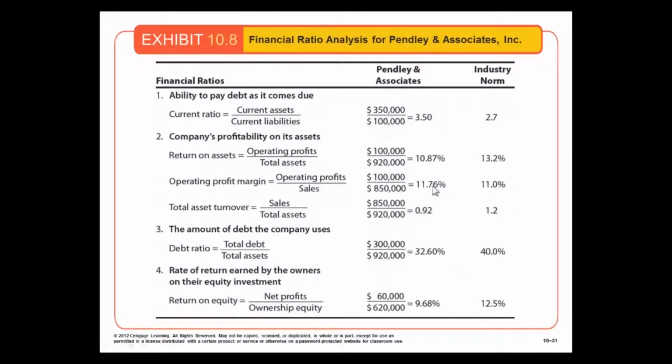Now, I want to go back up to operating profit margin just for a little bit. In this case, the operating profit margin is just a little bit above the industry norm. That's not necessarily bad, but it could be bad, because you've got to stand back and ask what it is that we're really doing that's different, and is it going to have a long-term impact for our company? So it's important to understand what all these ratios mean to you from a comparative standpoint.